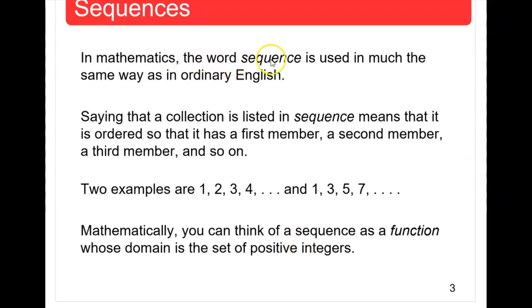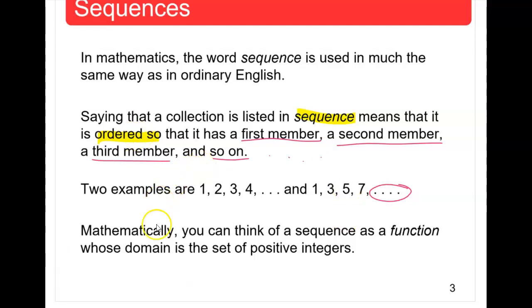Sequences. In mathematics, the word sequence is used in much the same way as in ordinary English. Saying that a collection is listed in sequence means that it is ordered, so that it has a first member or first term, a second member, a third member, and so on until the last. For some sequences we know which one is the last term, and for others, as you could see here, we just don't know where they stop.